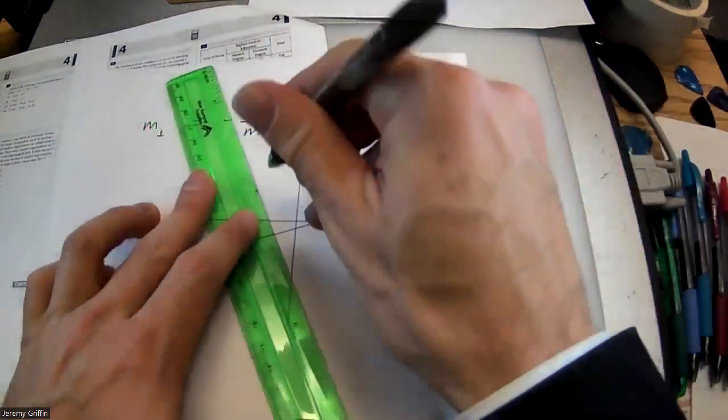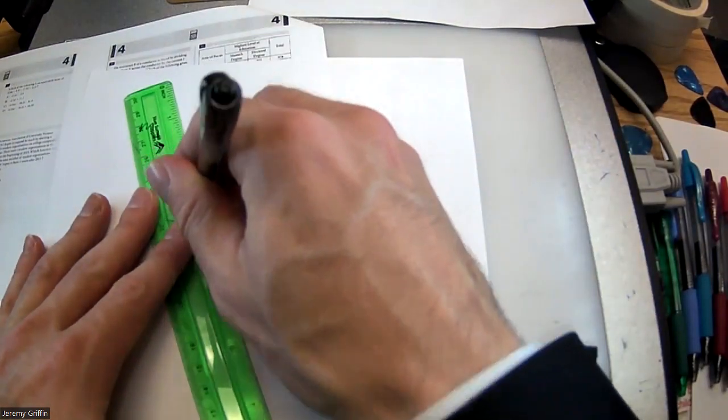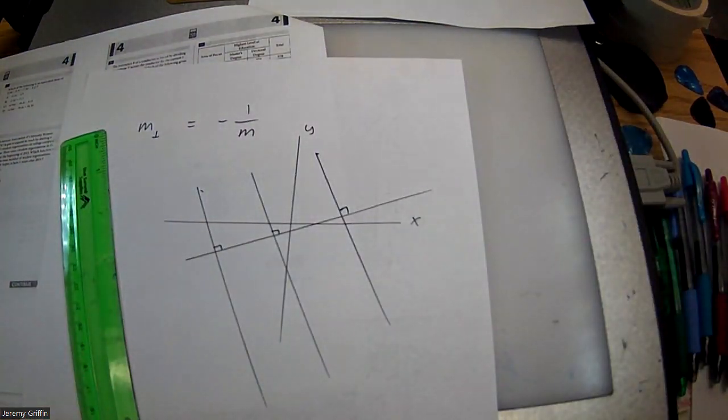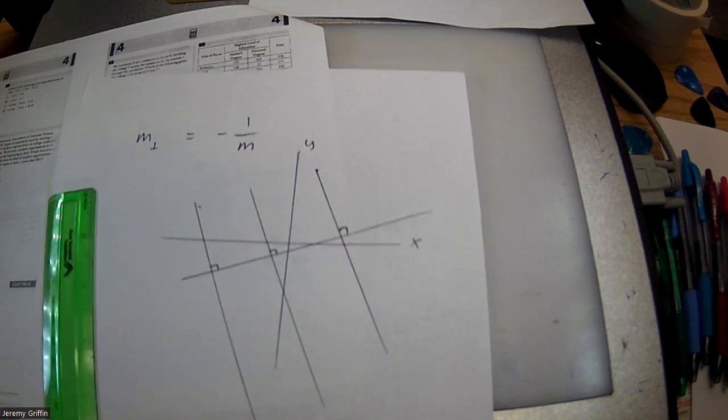But it could be anywhere, right? It could be here or here. Those would all be perpendicular lines, right? So I don't really care about the y-intercept, but I do care about slope. So let's figure out what the slope of this line is, and then what the negative reciprocal is, and then which answer choice would agree with that.